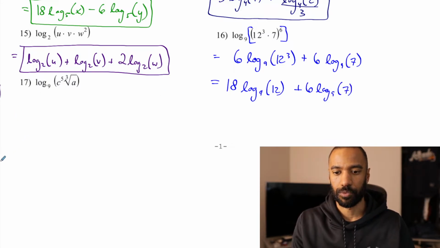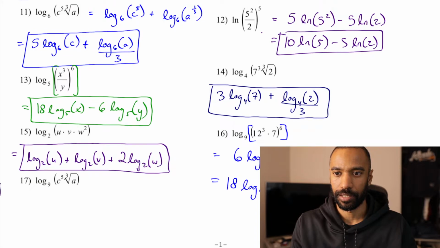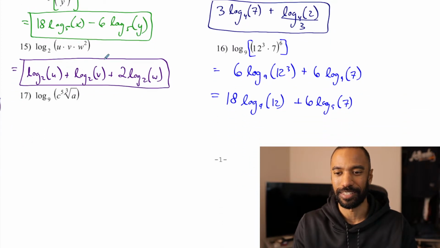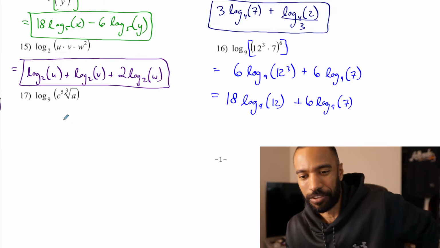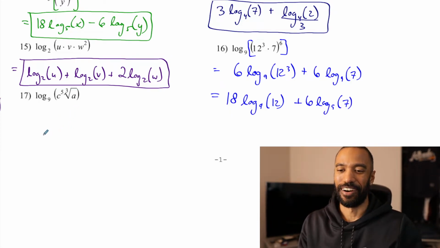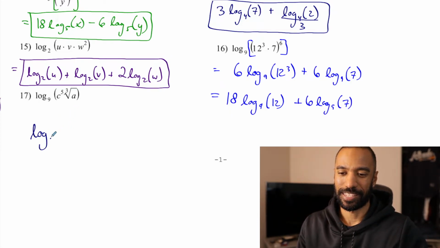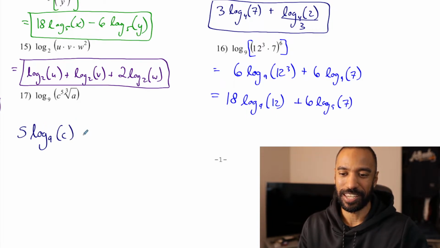And one more down here. Is that literally a duplicate of this problem here? Pretty much every which way it's a duplicate, only instead of a 6, it's a 9. I mean, I don't even know what to say here. These are from a website. All right, so log base 9, 5 times log base 9 of C plus log base 9 of A, all divided by 3.